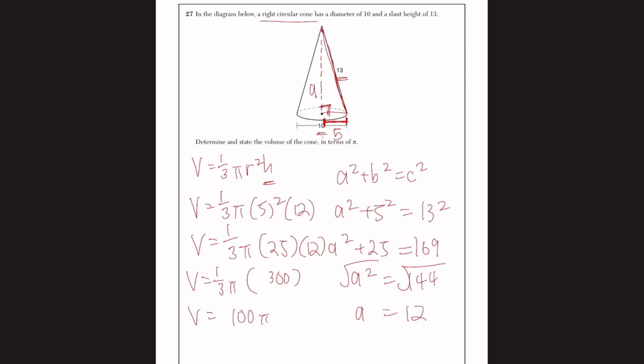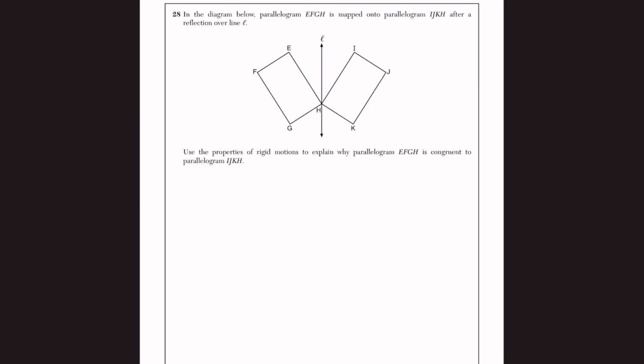It says to leave the answer in terms of pi, so we're just going to leave the answer at 100 pi. Question 28. In the diagram below, parallelogram EFGH is mapped onto parallelogram IJKH after a reflection over line L.